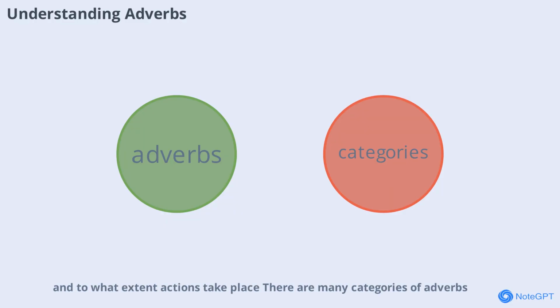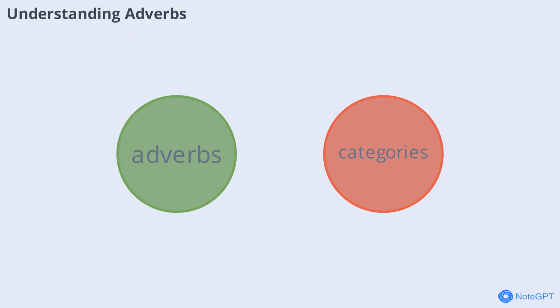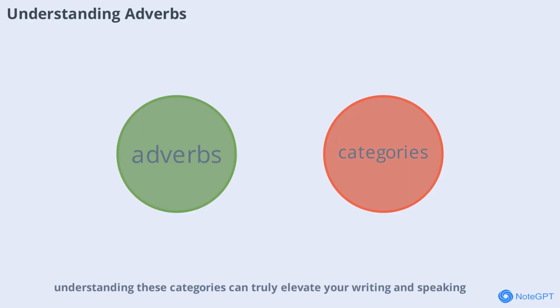There are many categories of adverbs, each providing specific kinds of descriptions and behaving slightly differently in a sentence. Regular and irregular adverbs to comparative and superlative forms. Understanding these categories can truly elevate your writing and speaking. As we explore, you'll see how adverbs can be single words or even entire phrases and clauses, each playing a unique role. Let's start by looking at how adverbs are formed and the difference between regular and irregular adverbs.